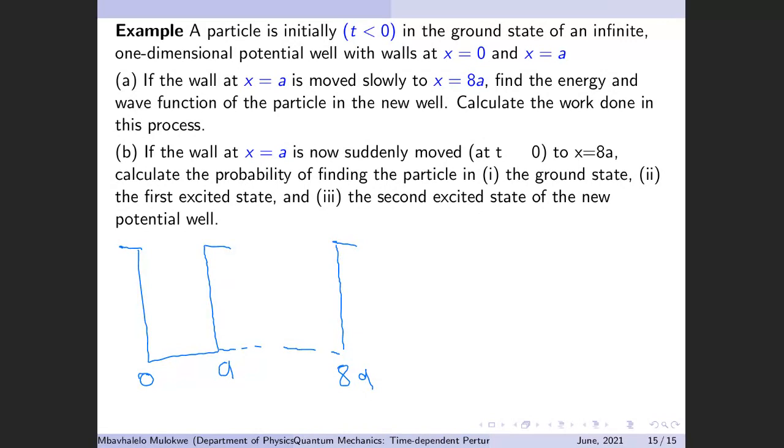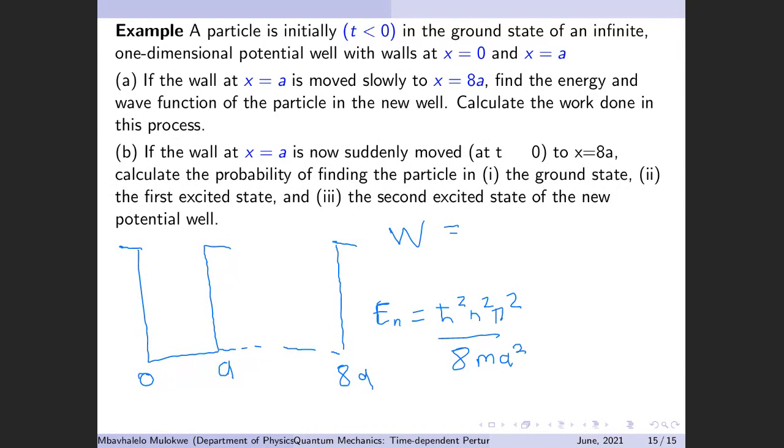And then the wall is moved slowly to x equals 8a, and the energy of the wave function of the particle in the new well. Calculate the work done. So the work done will just be, you know that the energy E_n is given by h bar squared pi squared n squared over 8 m a squared. This is when the wall is at x equals a.